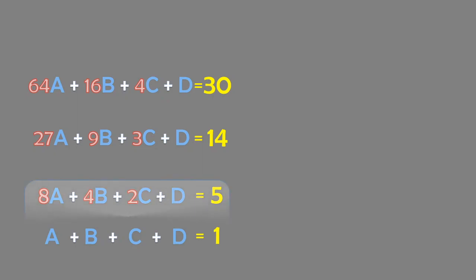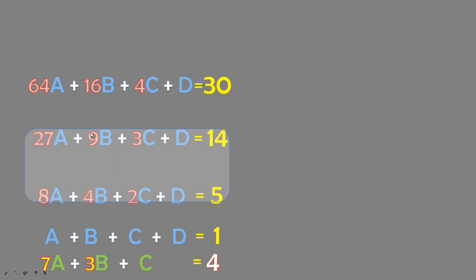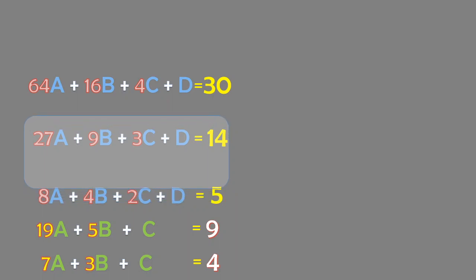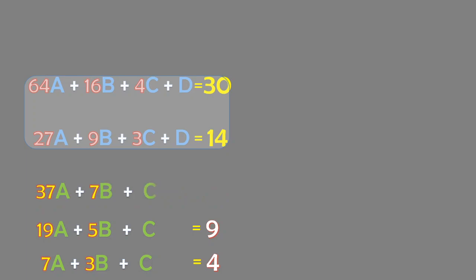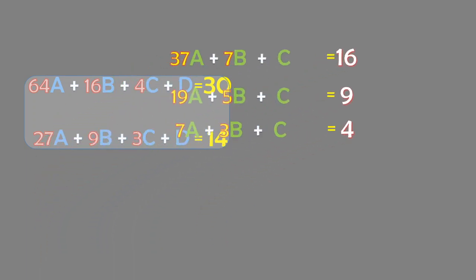So let me subtract these 2 equations. When I subtract these two equations, what I get is 8a minus a, 7a, 4b minus b, 3b, 2c minus c, c, d minus d becomes 0, 5 minus 1 becomes 4. Okay, let that be there, and let us subtract these 2 equations now. 27a minus 8a will be 19a, 9b minus 4b, 5b, 3c minus 2c, c is equal to 14 minus 5, 9. Fine. Let me subtract these 2 equations now. So that is 64a minus 27a, 37a plus 16b minus 9b, 7b plus 4c minus 3c, c plus d minus d 0 is equal to 30 minus 14, 16. Fine. So let me put these things here so you can see properly.